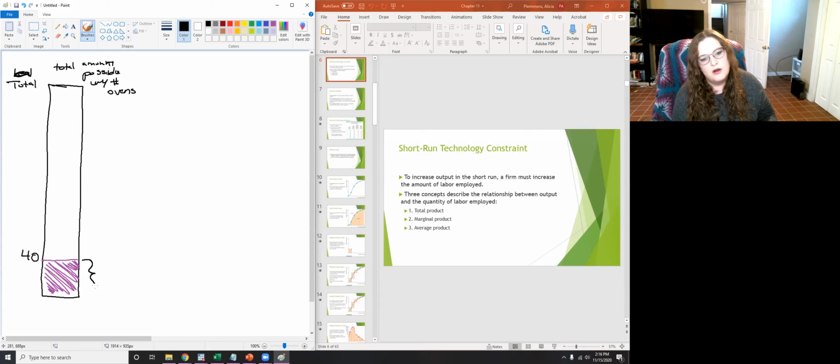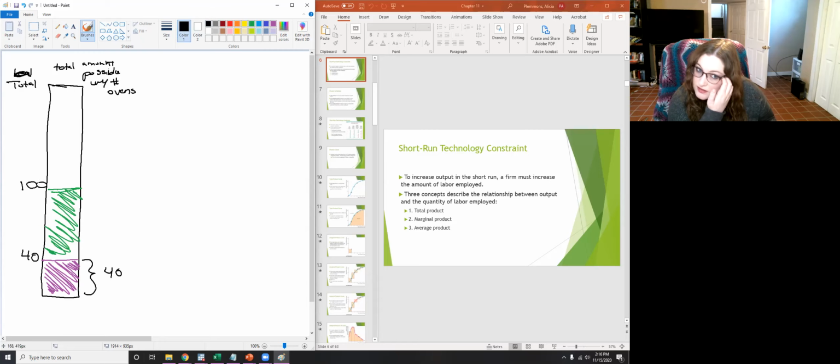That means that the marginal amount of cookies, the extra amount of cookies I get from this 1 worker, is 40. Okay, let's say that I bring in a second worker. Now I have 1 person who can run front of house, and another person who can run back of house making the cookies while the other deals with customers. Wow, they're going to be so much more efficient. Let's say that together they're able to make 100 cookies.